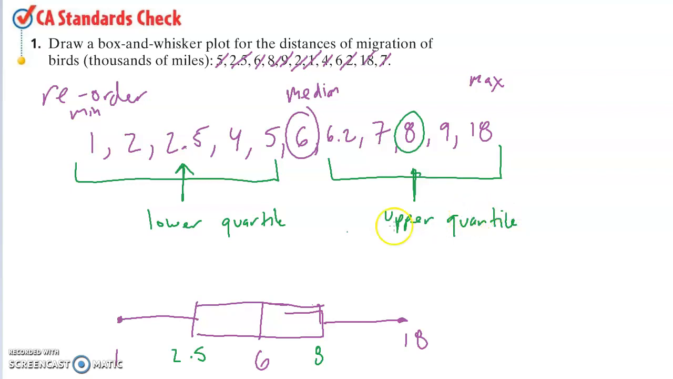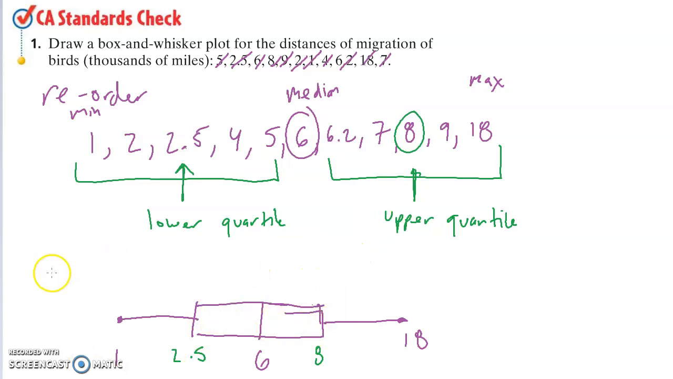So if I ask you what is the maximum point, you would say 18. The minimum point would be 1. The median would be 6. The lower quartile would be 2.5, and the upper quartile would be 8.